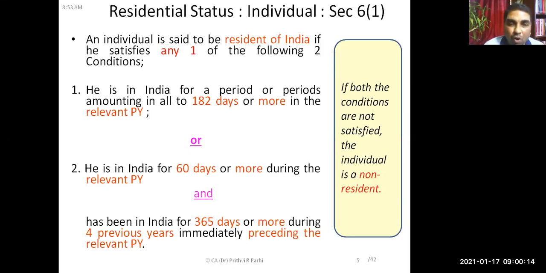Right? Now, can you see what is written here? Or. Or means either this condition or this condition is satisfied. If this condition is satisfied, we need not test the second condition because it is an additional condition. If any one condition is satisfied, then he is resident, even if the other condition is not complied with. But if the first one is not satisfied, we have to check the second condition also.